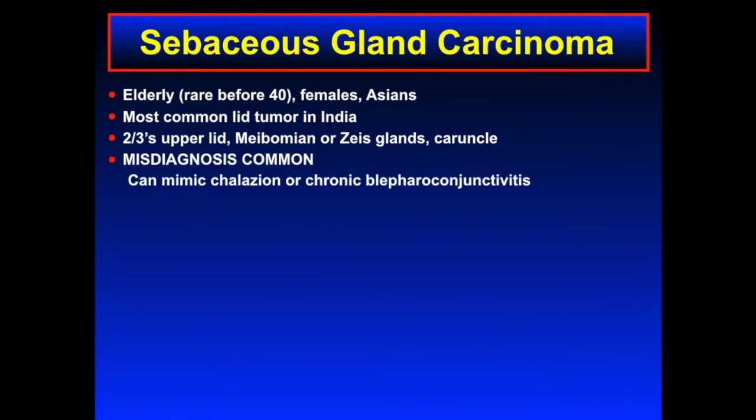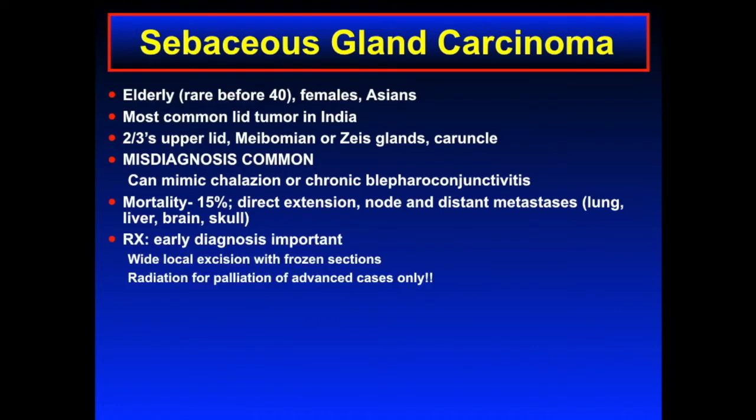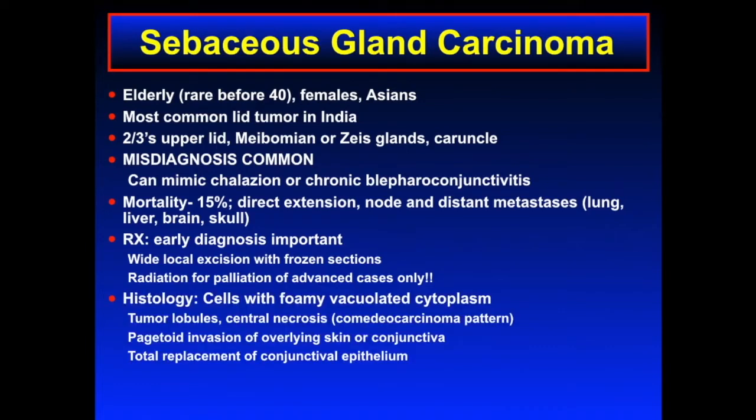Misdiagnosis of sebaceous gland carcinoma is common. They can mimic chalazions or chronic blepharoconjunctivitis clinically. In older series, there was a mortality of about 15%. I have seen a case of metastatic sebaceous carcinoma to the lung. Early diagnosis and treatment is essential. We'll go through the histopathology.